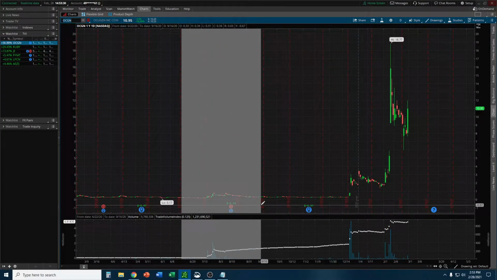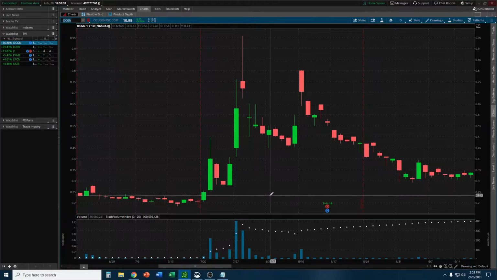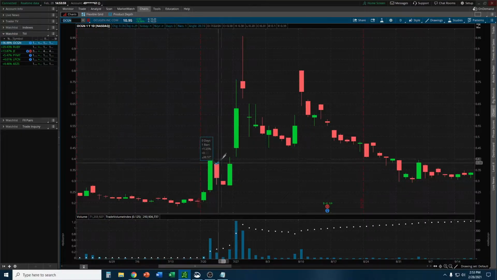Let's zoom in and take a look. Now, on the bottom here, I do have this trading volume index, and you can understand why this might be so helpful. You can look at all of the previous bars leading up to this. The volume index was actually very low until one day it started to spike up quite significantly.